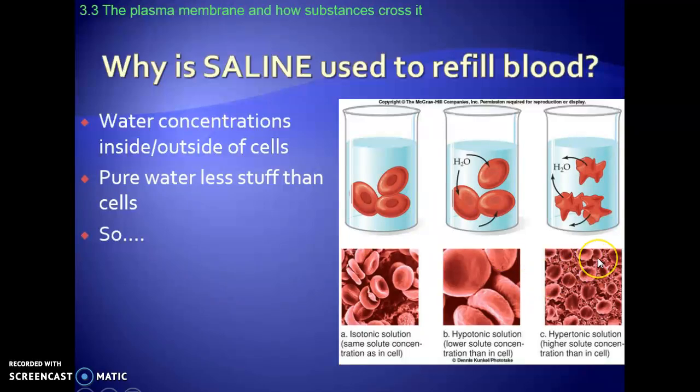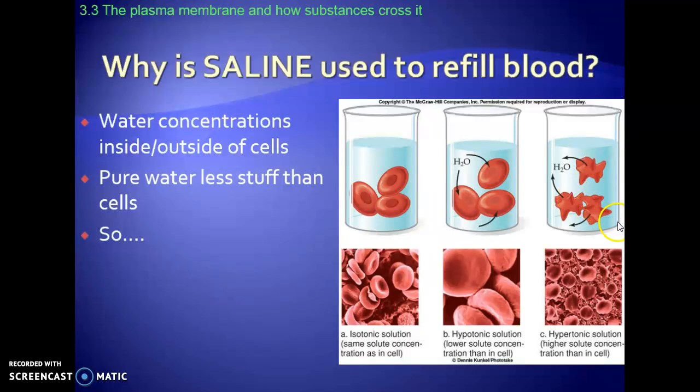Over here, you have a hypertonic solution, and so you have a higher salt concentration outside of the cell, and the water from the red blood cell is going to move out into the liquid to try to create an equilibrium. And so what happens to these cells? Well, they go through a process called crenation. The cells shrink, they shrivel up, and all that you have left is really the plasma membrane of that cell.